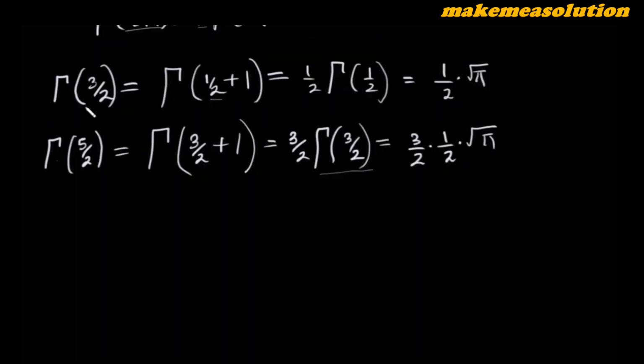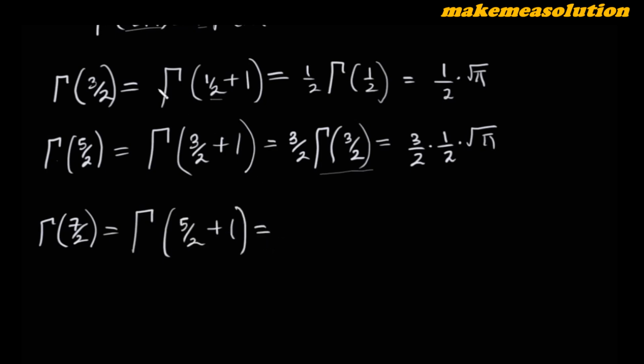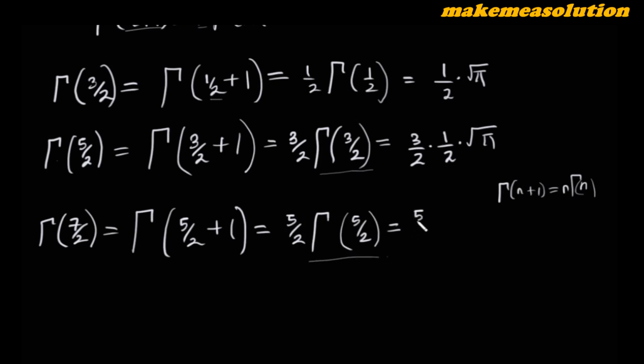So let's keep building. Gamma of 7 over 2 is gamma of, what do you have? 5 over 2 plus 1. Very correct. And according to the recursive relation, gamma of n plus 1 is n gamma of n. So you have gamma of 5 over 2 plus 1 will be 5 over 2 gamma of 5 over 2. And we have already gotten an expression for gamma of 5 over 2. So we have 5 over 2 multiplied by the expression for gamma of 5 over 2, which is this whole thing over here. You have 3 over 2, 1 over 2, then root pi.